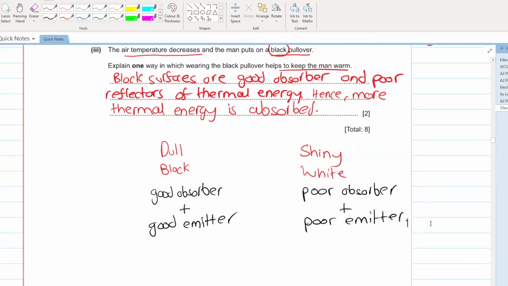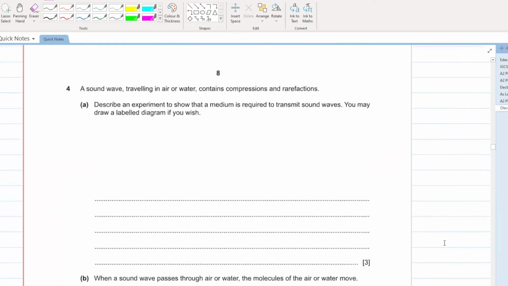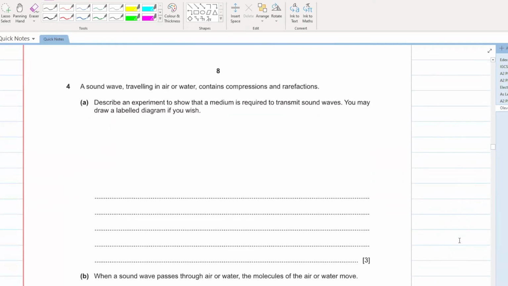Let's further move ahead. A sound traveling in air or water contains compressions and rarefactions. Describe an experiment to show that a medium is required to transmit sound.